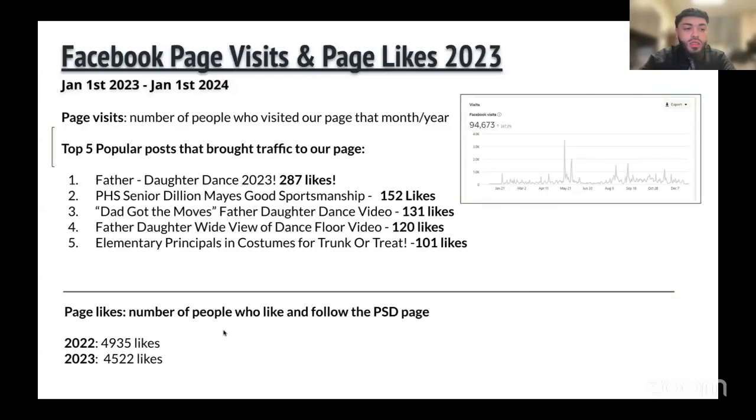Okay, so this is our Facebook page visits for 2023. And I want to show you how much our numbers grew from 2023 to 2024. This is going to be the pattern as I show the analytics tonight. As you can see, Facebook is still our strongest platform. In 2023, we had well over 94,000 page visits. I also include our top 5 interacting posts of our pages, with number 1, the father-daughter dance, with 287 likes, all the way down through number 5, which is the elementary principals in Halloween costumes with 101 likes. And at the bottom there is our page likes, and you can see that from 2022 to 2023, we lost 413 followers.